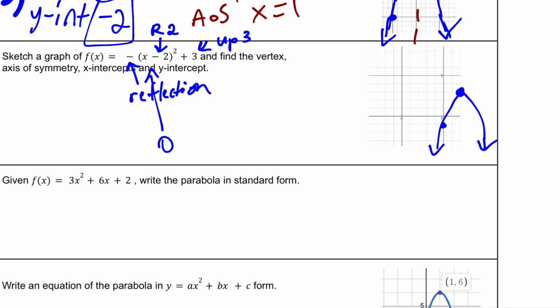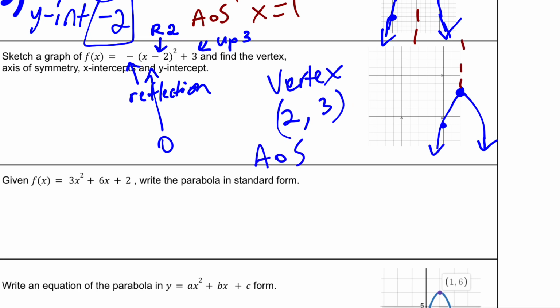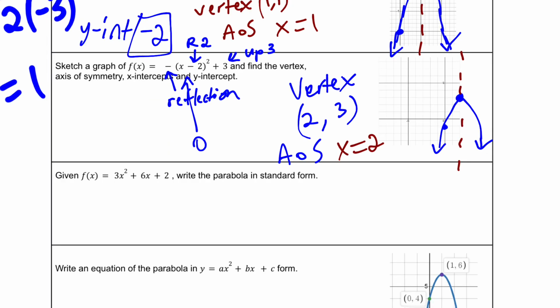So what do we know so far? Well, from this form, the vertex is 2, 3. That means the axis of symmetry, the vertical line that passes through the vertex, is x equal to 2. My y-intercept is going to be negative 1. That's where the graph is when it crosses the y-axis.